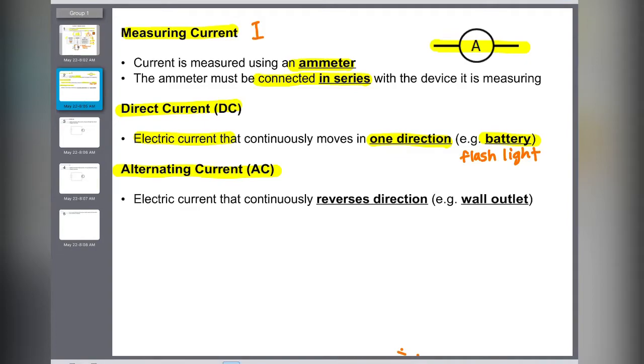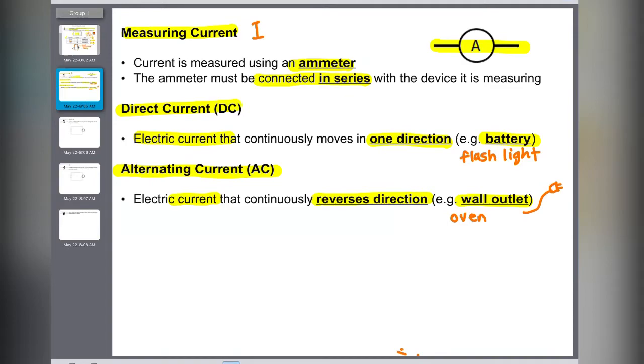Okay, alternating current is when the currents are in reverse direction. Alternate means they go back and forth, back and forth, back and forth. Basically any appliance that uses a wall outlet would be an example of something that uses an alternating current, say for example your oven.